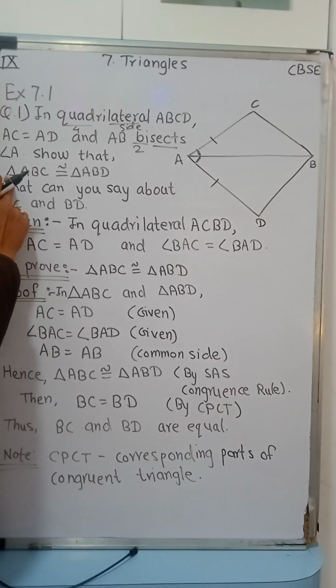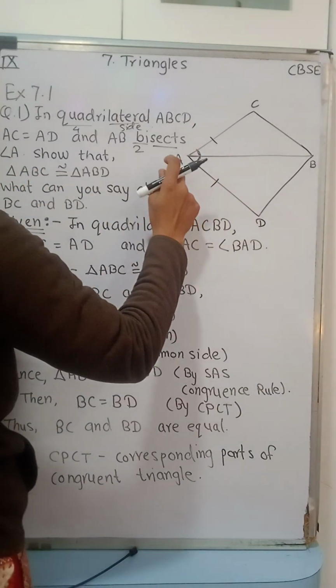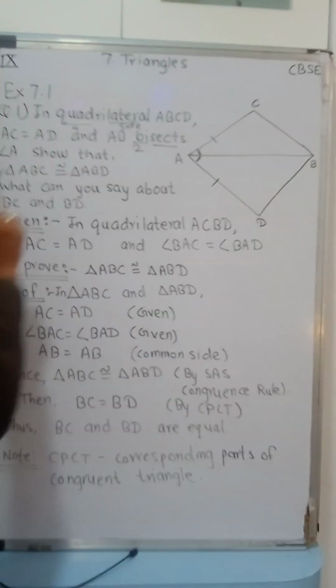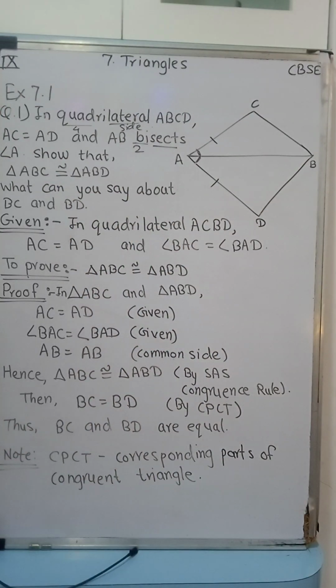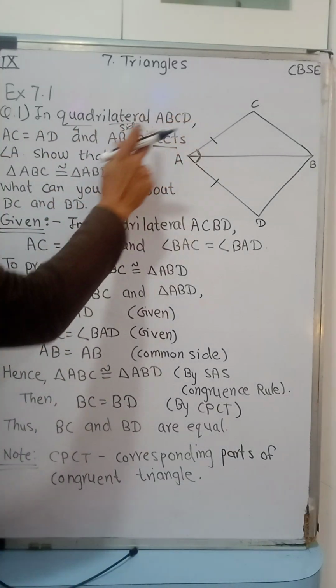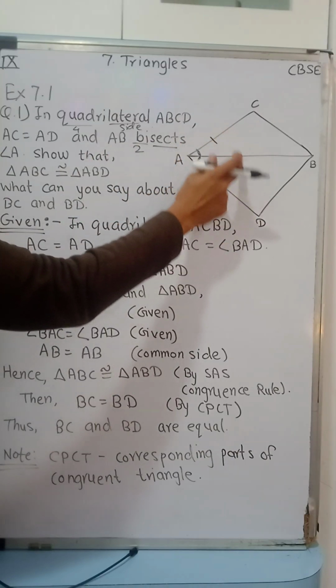Then we need to show that triangle ABC and triangle ABD are congruent. Before this we have seen the congruence rules ASA and SAS. The link is in the description. Whenever we want to use the properties of triangles, always write down the given things from the question. For that, read the question carefully first. What is given? The quadrilateral ABCD, and we want to show something about the two triangles.